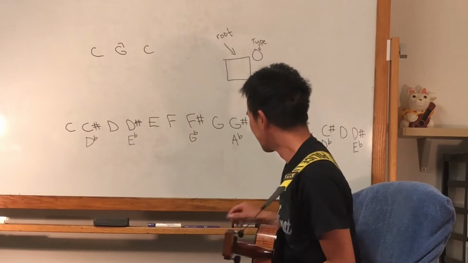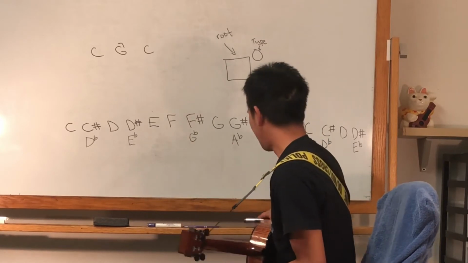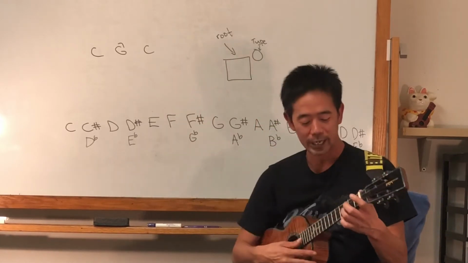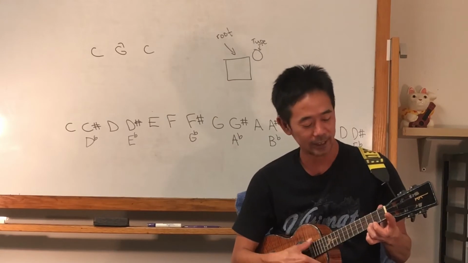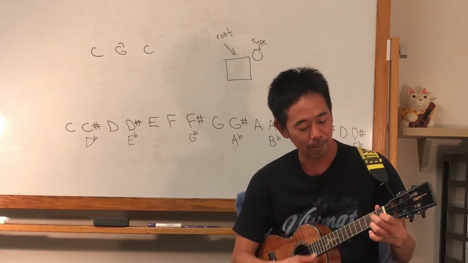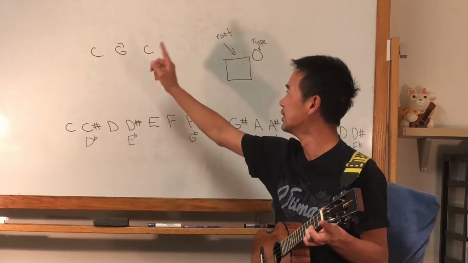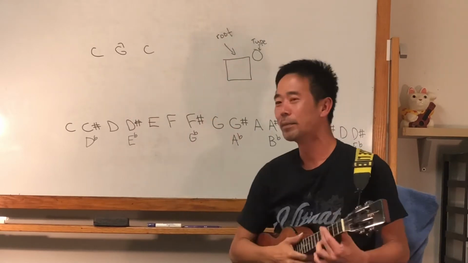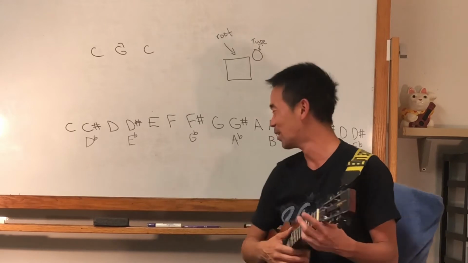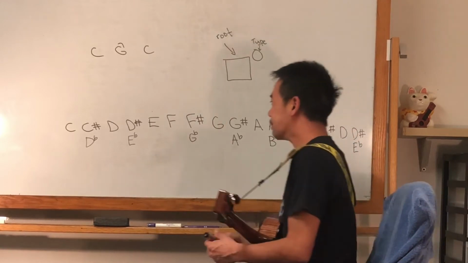Okay, so let's take a look at Happy Birthday. Okay, so it goes, happy birthday to you, happy birthday to you. And I just played C, G7, and C. But let's say I'm thinking, this is too low. I want to go a little higher. Okay?